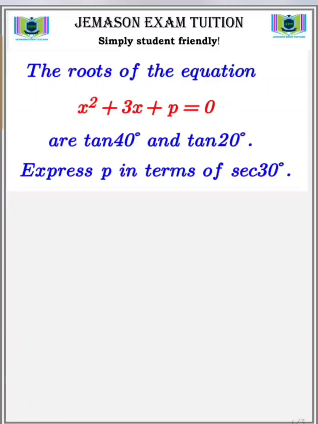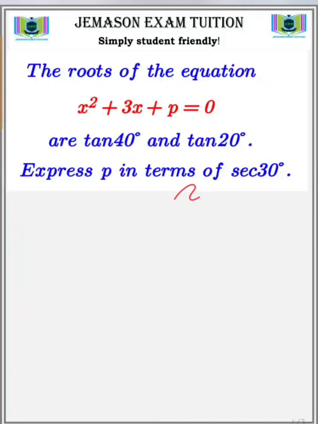Okay, today we look at this question. The question involves the theory of quadratics as well as knowledge of trigonometry. It reads, the roots of the equation x squared plus 3x plus p equals 0 are tan 40 degrees and tan 20 degrees. Express p in terms of sec 30 degrees. It's simply asking us to find p in terms of sec 30 degrees.